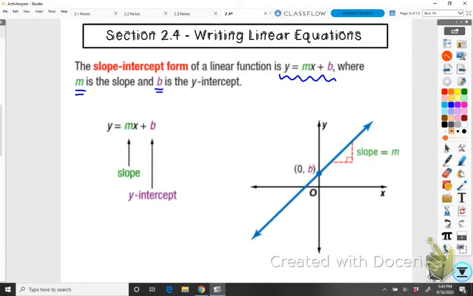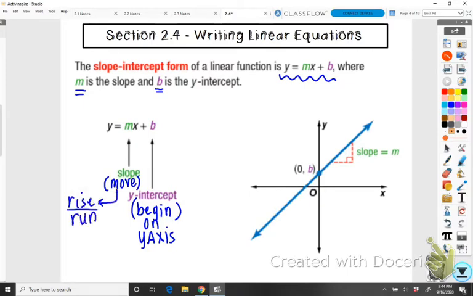So the y-intercept is your beginning point on the y-axis. You're going to plot a point on the y-axis to start. And then the slope, the m, is how you're going to move. Remember, that's rise over run. That's how you're going to move to find your next few points to make your line. We'll talk about a few of those in the next slide.